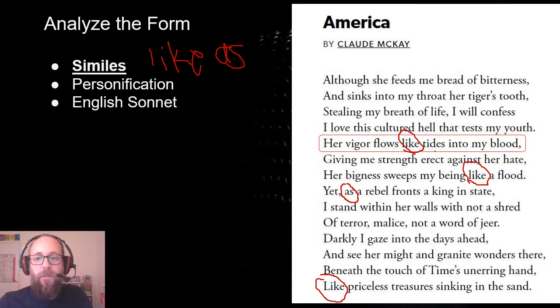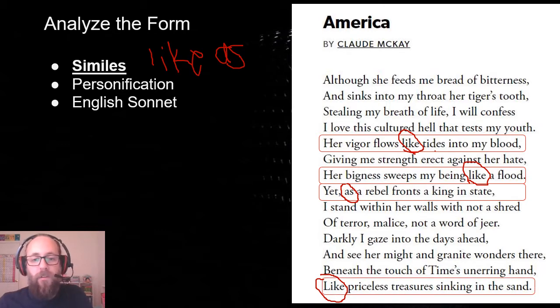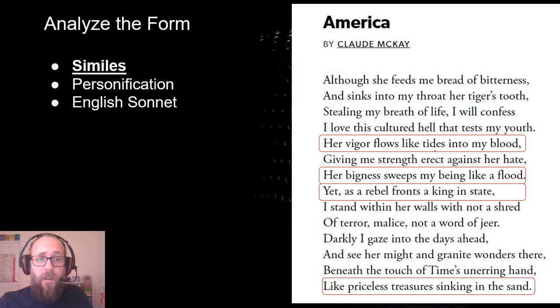Her vigor flows like tides into my blood. Her bigness sweeps my being like a flood. Yet as a rebel fronts a king in state, and like priceless treasures sinking in the sand. Oof. This guy knows how to use a simile. He's comparing things, and we feel that comparison. We feel what he's trying to say just with these comparisons here. Let's move on to personification.